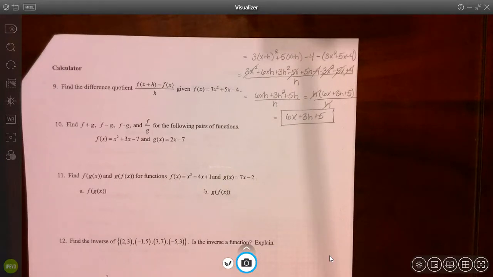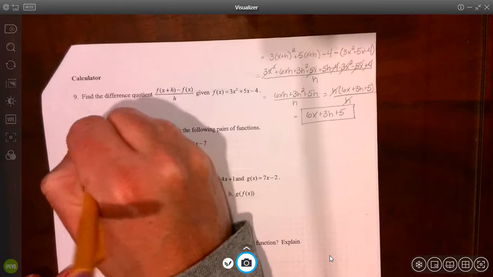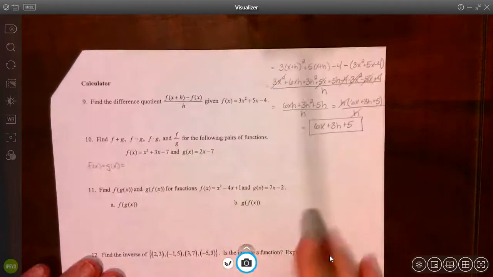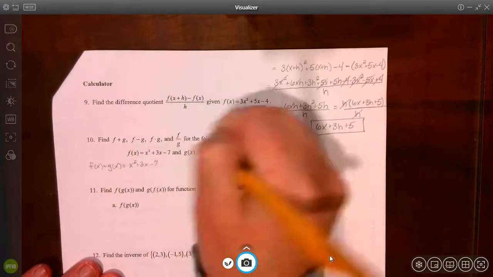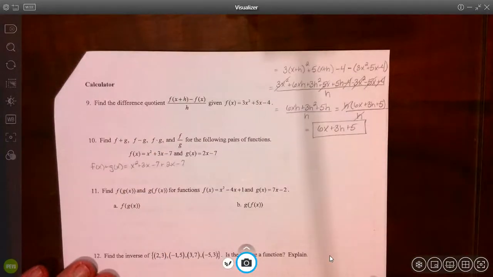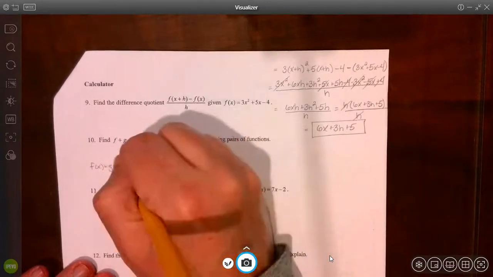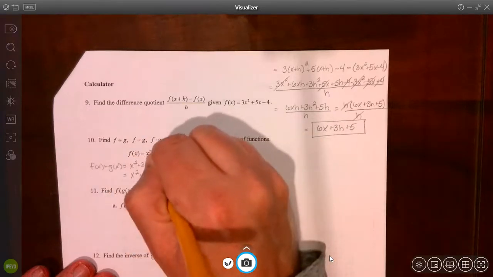All right, number 10 gives me two functions, f of x and g of x, and it says to do all of our arithmetic operations on them. So add, subtract, multiply, and divide. First we will add. So f of x plus g of x. We simply have x squared plus 3x minus 7 plus 2x minus 7. We simply combine all of our like terms here. We're going to get x squared plus 5x minus 14.